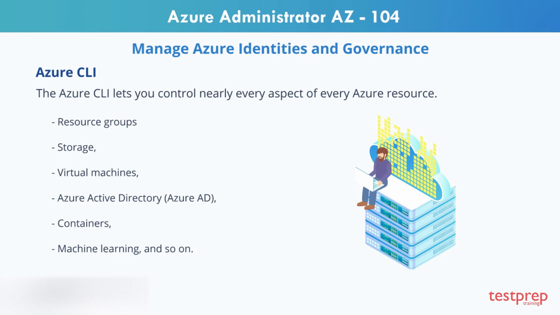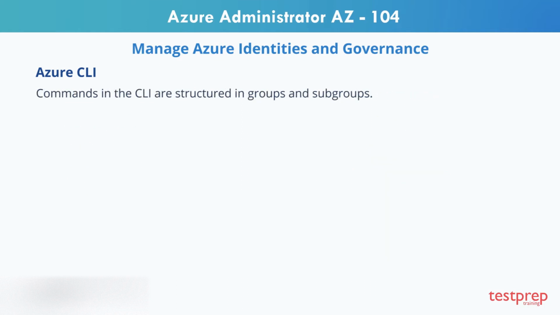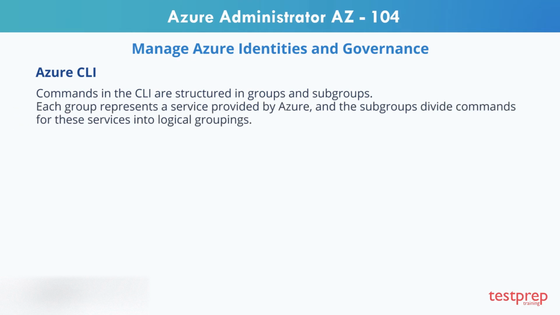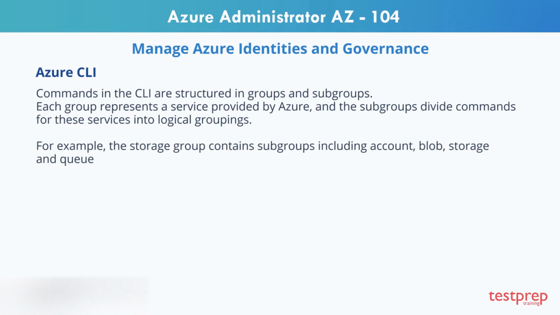You can work with resource groups, storage, virtual machines, Azure Active Directory, Azure AD, containers, machine learning, and so on. Commands in the CLI are structured in groups and subgroups. Each group represents a service provided by Azure, and the subgroups divide commands for these services into logical groupings. For example, the storage group contains subgroups including account, blob, storage, and queue.